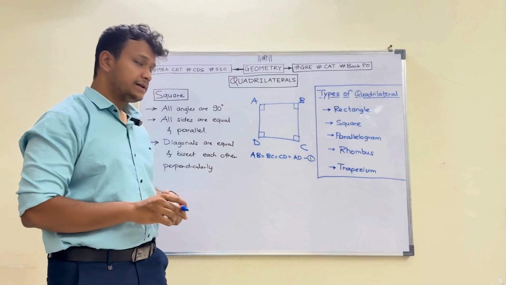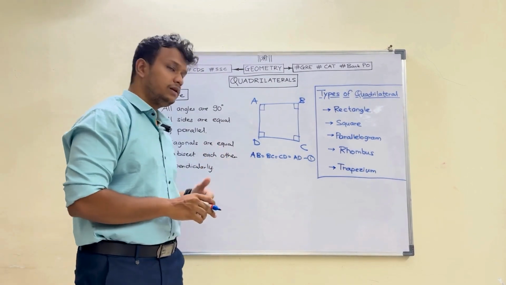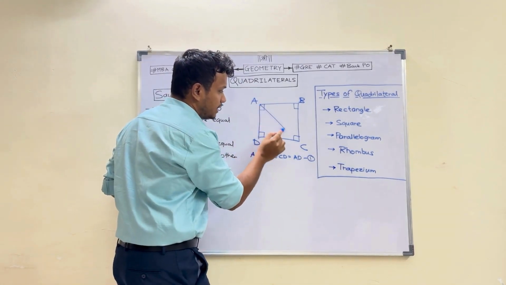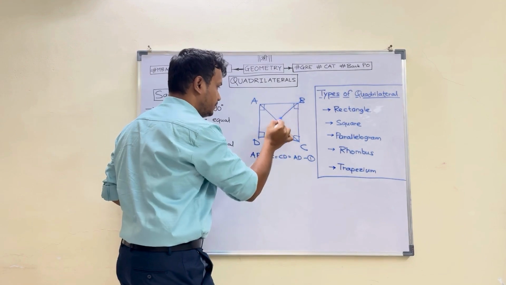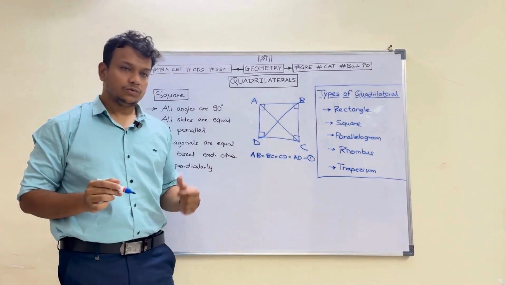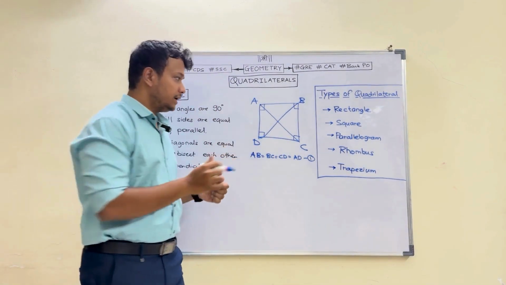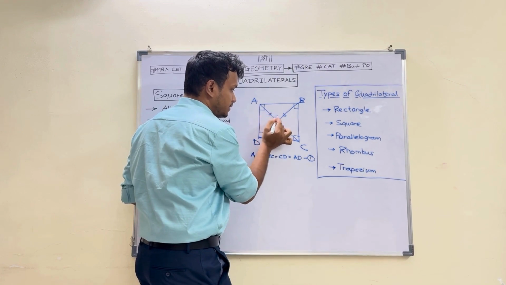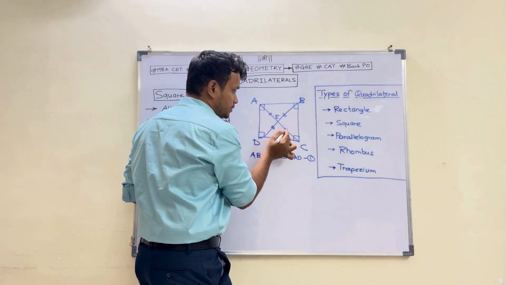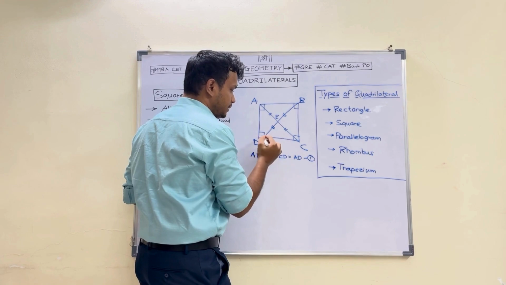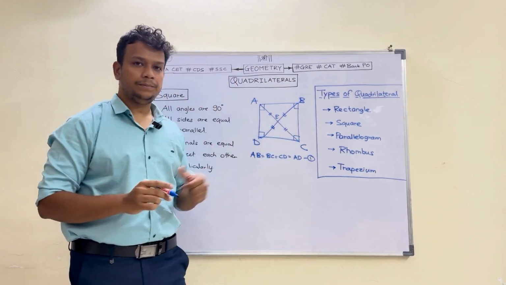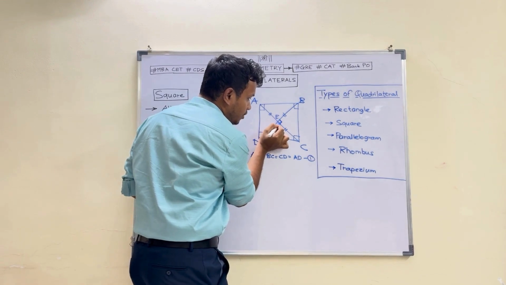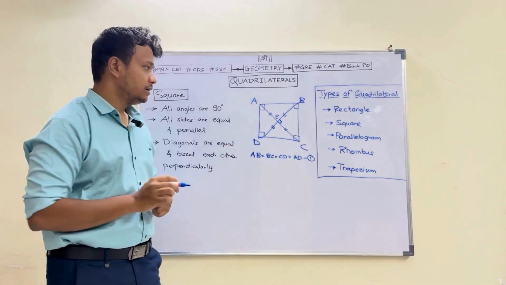The third property tells us the diagonals are equal and bisect each other. So I'll just draw two diagonals here, diagonal AC and diagonal BD, correct? So what does the third property tell us? They are equal and they bisect each other. So if I draw point E here, this AE should be equal to EC, DE should be equal to EB, and they bisect each other perpendicularly. So the angle formed here while it bisects is 90 degrees.